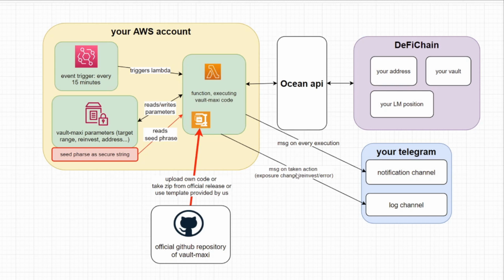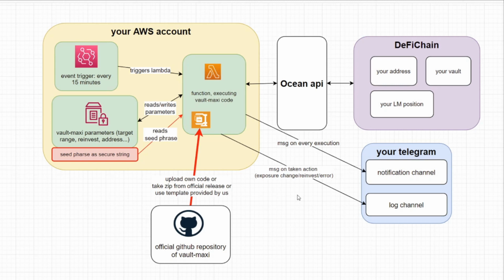And the other channel is for every action that is taken. So you get a notification if the vault, if Maxi did something. Either if there was an error and you need to do something, if you should check what's happening, then you get a notification that there was an error, or if it increased exposure, if it reduced exposure, or if it reinvested money, then you get a notification, something happened, and you see what it's doing. So you always know what's happening, what's up.